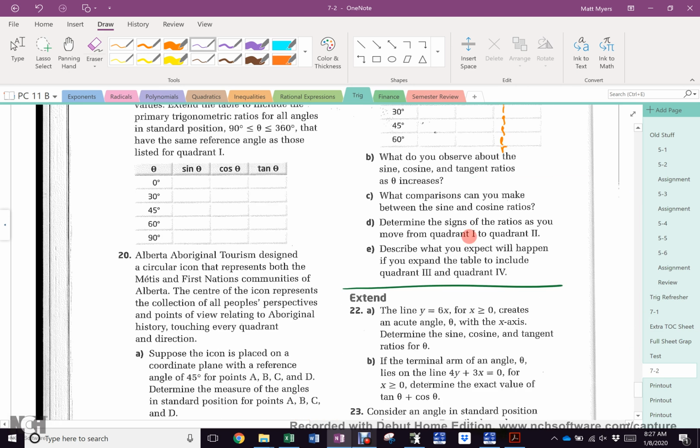And then what's obviously going to happen as I move from quadrant 1 to quadrant 2? What's going to happen to all my cos values? The cos of 45 must be the same as the cos of 135, except cos of 45 is in quadrant 1, so what is it? Positive. Cos 135 is in quadrant 2, so what is it? Negative, even though it's got the same numbers.